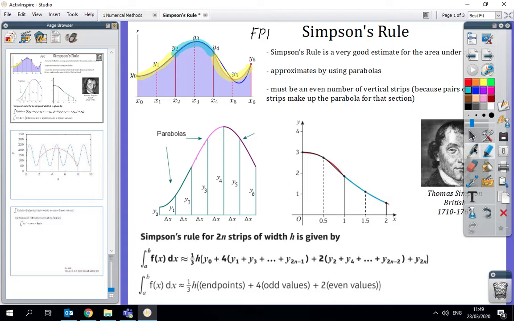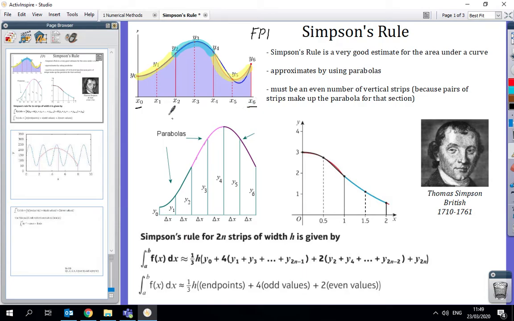Just to point out what that would look like, in this one these are the endpoints, the odd values are these ones, and the even values are these ones that we have here. The reason that you get 4 times the odd values is because they're used more. I can't remember the exact reason for why this works actually, my apologies there, guys. But it's because the odd ones are being used more because they're at the bumps of the parabolas, whereas the even ones are on the end part, so you have them like this.